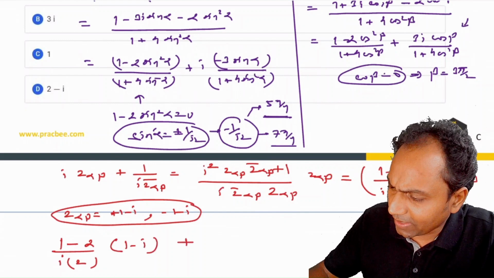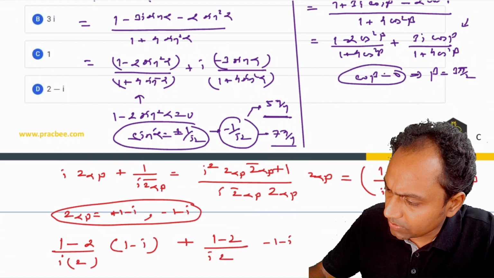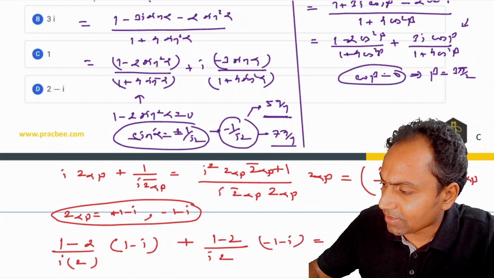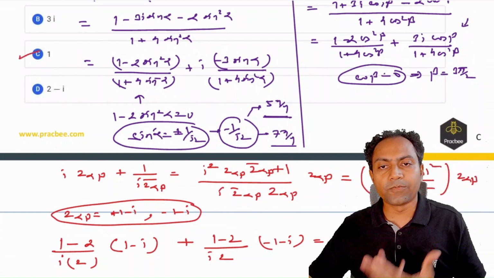For the second one, if I calculate, it becomes (1 minus 2 by i) into (2 into minus 1 minus i). If you simplify this, it comes out to be 1. Hence option C. So you can see that this question had 3 important parts.